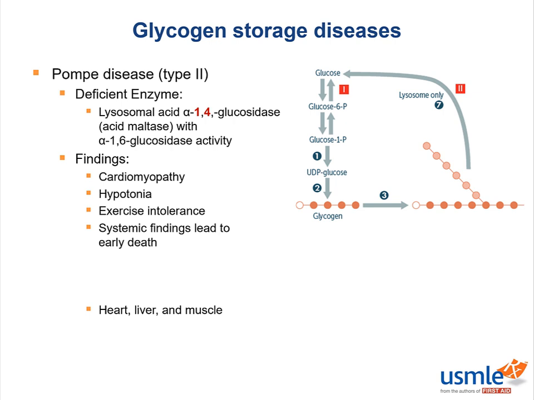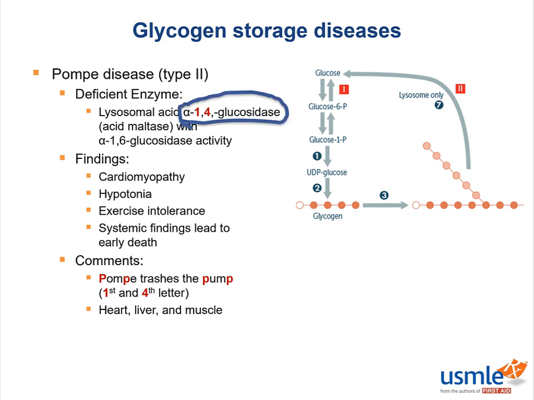One way to help you remember this is with the mnemonic, Pompe trashes the pump. Well, what pumps? Well, the heart, liver, and muscle. Also, the first and fourth letters are both P in Pompe and pump. But the 1 and 4 can help you remember the alpha-1,4-glucosidase enzyme as well.